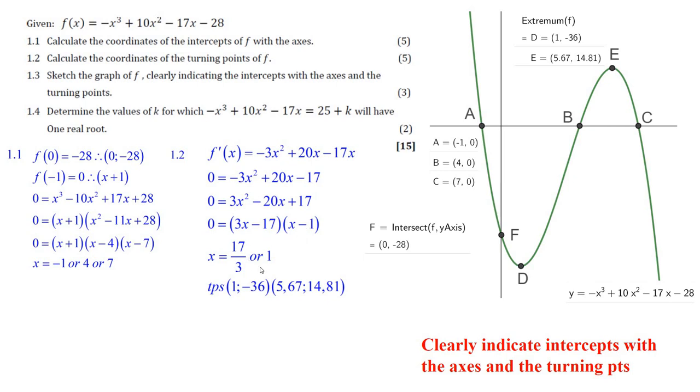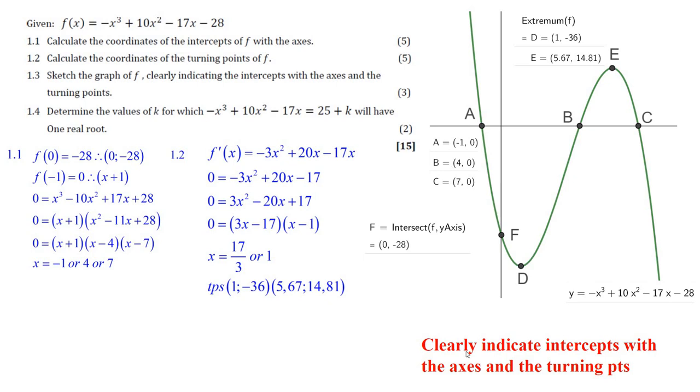Now take 17 over 3 and put it in your calculator. That's 5 2/3, and you'll get 14.81 out. Put 1 in, and you'll get negative 36 out. And that's what the computer got. There's the local minimum at 1 and minus 36. There's the local maximum at 5 2/3, or 5.67, and 14.81.